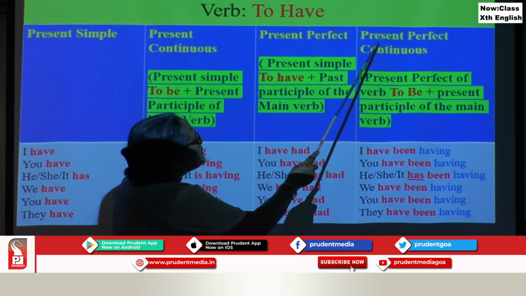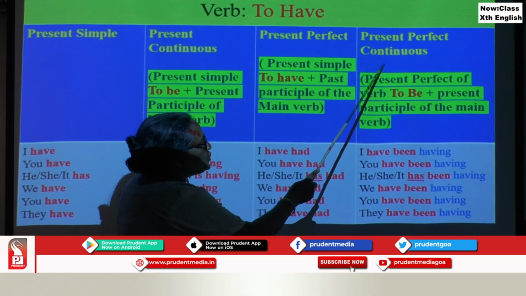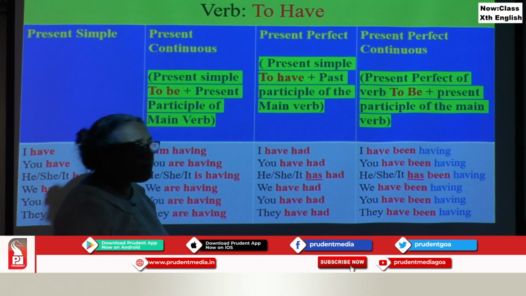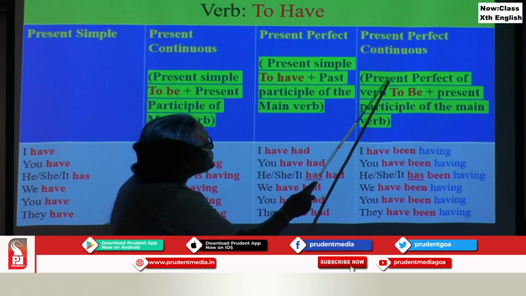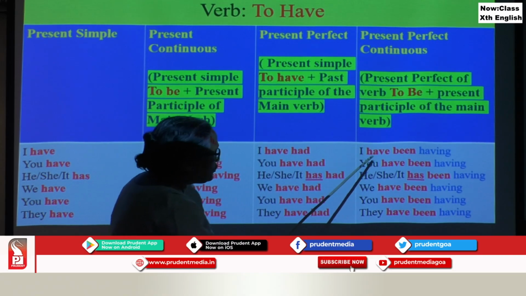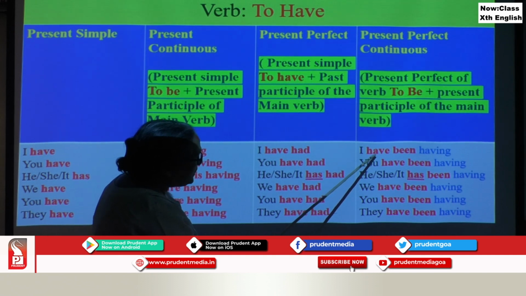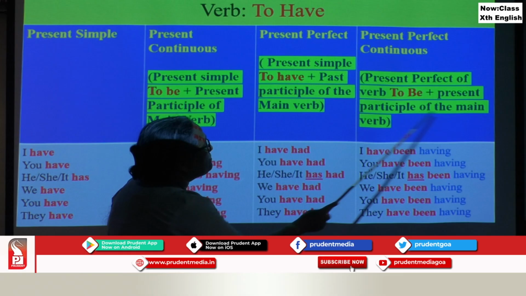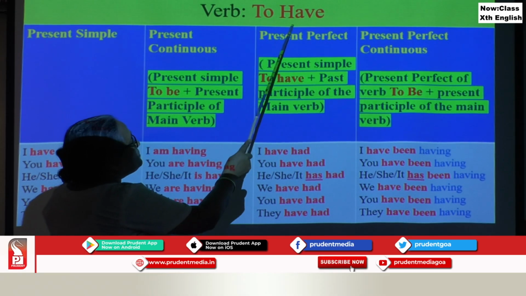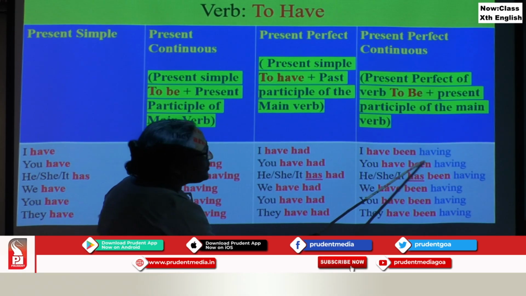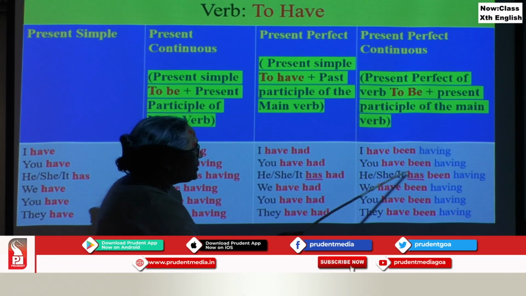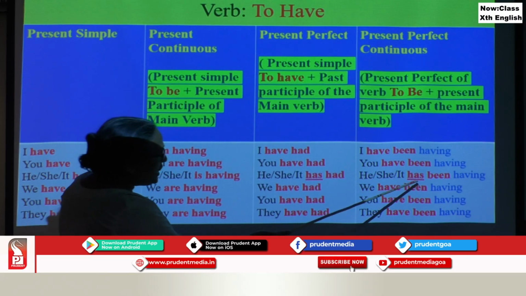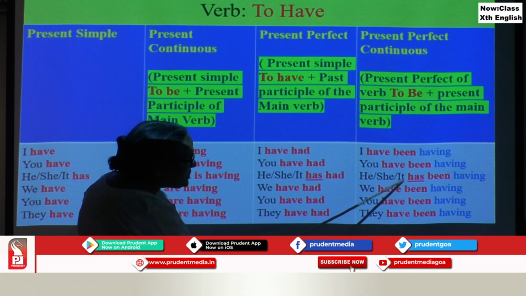And now that we are learning present perfect continuous, please concentrate here. You use present perfect of the verb to be. Present perfect of the verb to be is I have been plus present participle of the main verb. Main verb is have, so it is have. I have been having, you have been having, she, it has been having.